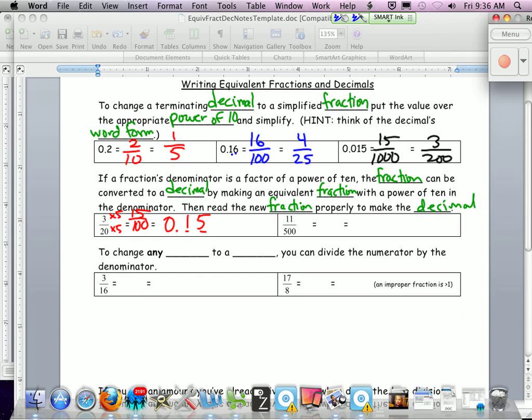We're gonna multiply the numerator and denominator by 2 to get an equivalent fraction that I can read as the decimal equivalent. Ma'am? 22 thousandths. And then what does 22 thousandths look like as a decimal? Sir? 0.022. It ends in thousandths, so 0.022.